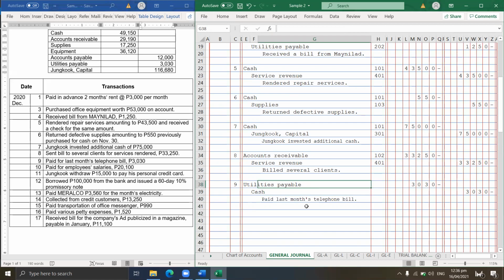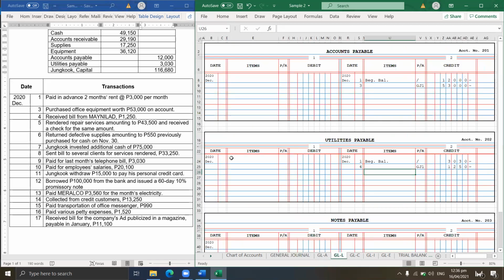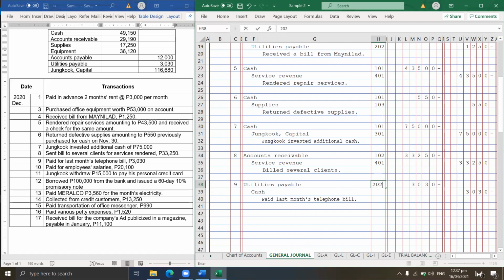Okay, so we need to post it first. Utilities payable. So debit 3,030. So in our utilities payable, debit side, no? So we have December 9. Walang ilalagay sa items. For the PR, it's still GJ1. Okay, and debited amounting to 3,030. Okay? So after posting, balik tayo sa journal para mailagay natin yung account number 202. Okay? So which means posted na yung utilities payable.